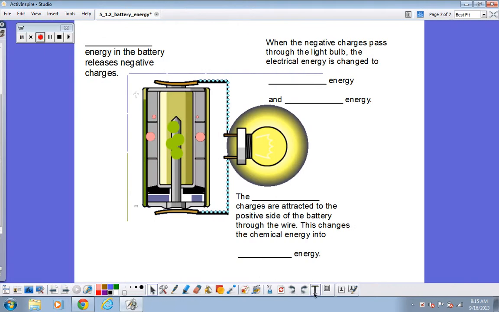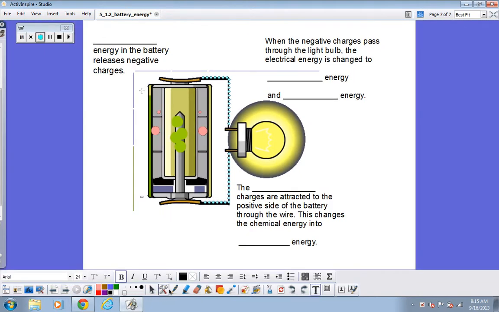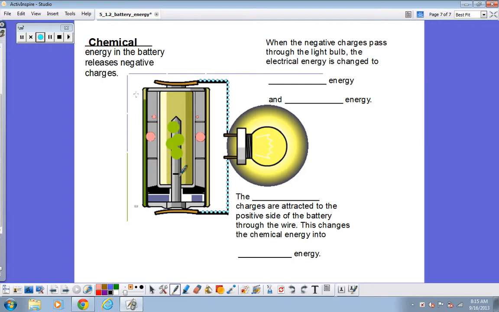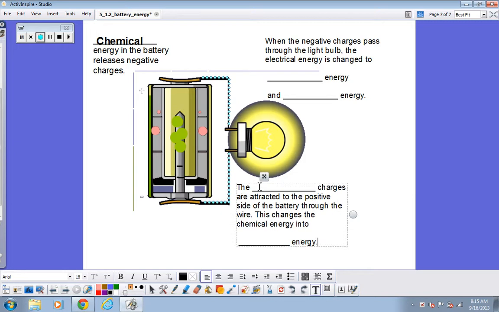And we are going to quickly recap all of our key points. So make sure, if you did not get to fill in your graphic organizer before, make sure you do it now. So what we have is, of course, the chemical energy in the battery releases negative charges. We said that before, so it releases the negative charges. Then the negative charges are attracted to the positive side of the battery through the wire. So they're moving this way. And this changes the chemical energy into electrical energy.